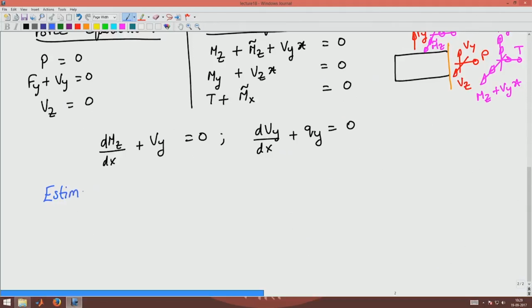I am interested in estimating the stress sigma xx in this lecture. Estimate the stress sigma xx. This is the aim of this lecture today.